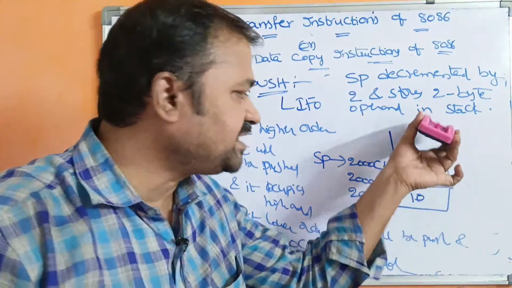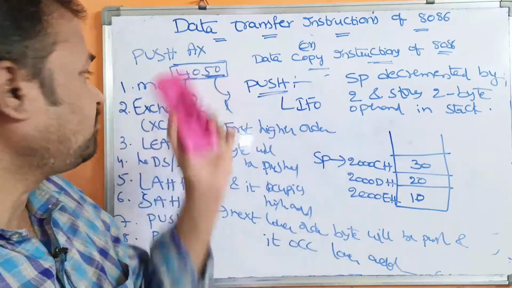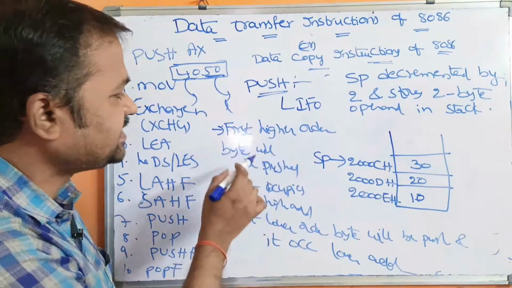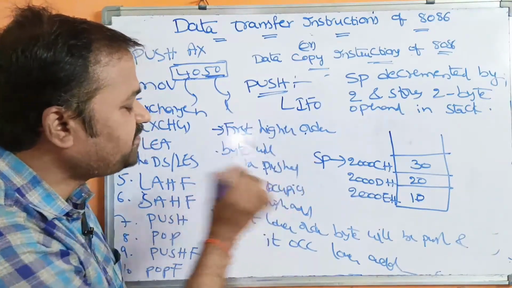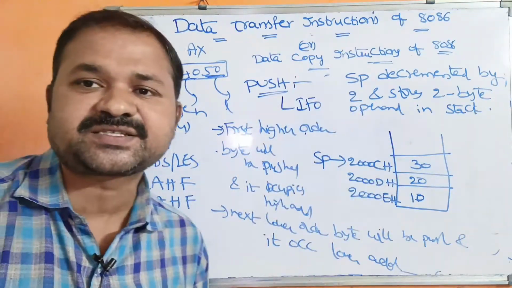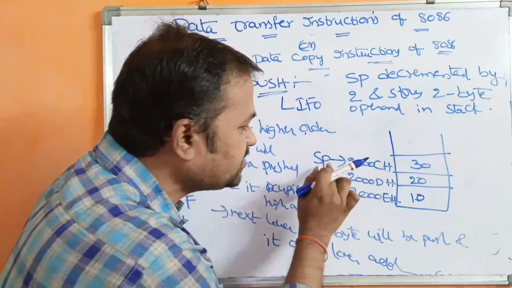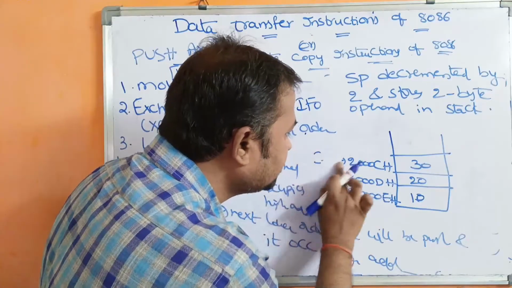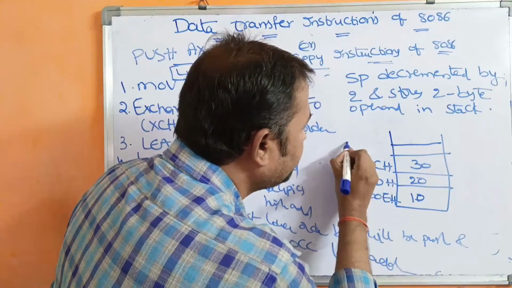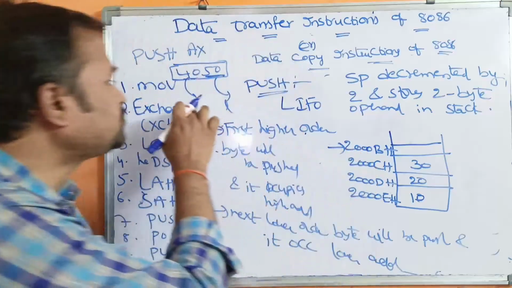Let us assume that here the stack can store only 8 bits, 1 byte of information. But here we have 2 bytes. So first, let us see this explanation. First the higher order byte will be pushed. We know that a stack push operation means we have to decrement the stack pointer. Previously the stack pointer is at 2000 CH. Now we have to decrement the stack pointer one more time. So now the stack pointer will be at 2000 BH and we need to store the higher order byte.